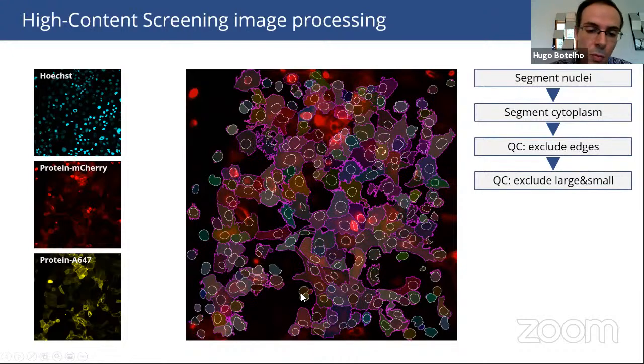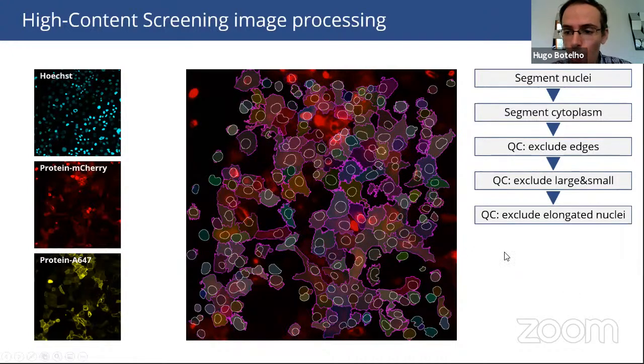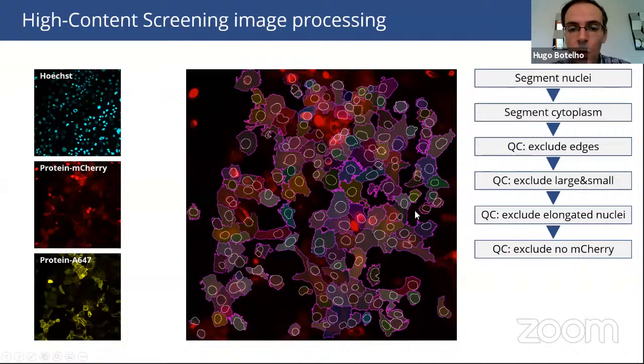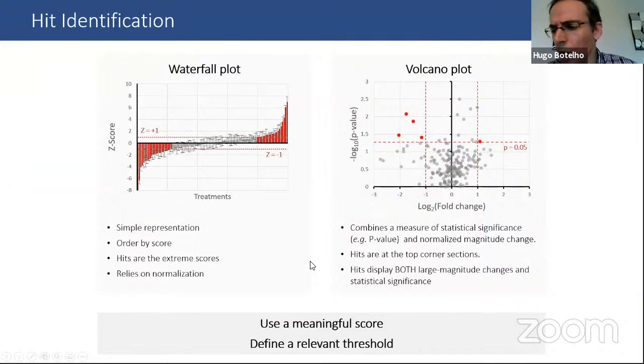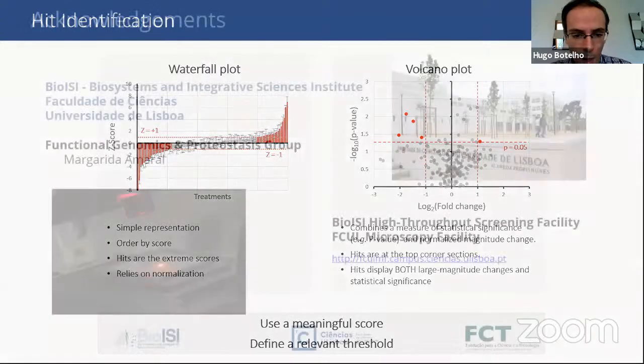You may want to exclude cells which are either too small or too large, so cells which may be undergoing some process of cell death, which may not be of interest. You may exclude elongated nuclei for the same reason, and also exclude cells which don't express your protein of interest or which have saturated fluorescence, saturated pixels in the imaging stage. And at the end of the day, quantify a collection of cells treated with a collection of different compounds, perform data normalization and then identify the hits, which will be the ones which show extreme phenotypes in some way, so extreme responses to the production of compounds in your library.